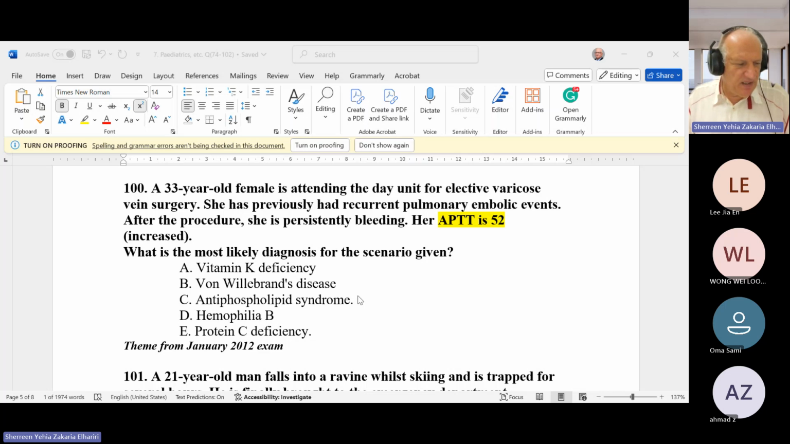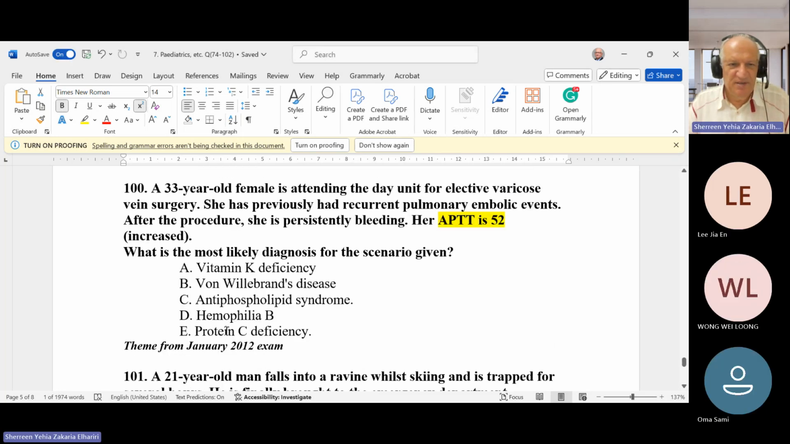Okay. I think in common exams they remove protein C, because protein C sometimes can be correct. So the correct answer here is antiphospholipid syndrome. Antiphospholipid syndrome can sometimes run in families. You can find the patient's mother and aunt have the same condition, usually at a young age. So the answer here is antiphospholipid syndrome. Okay. I will remove protein C later from this question.